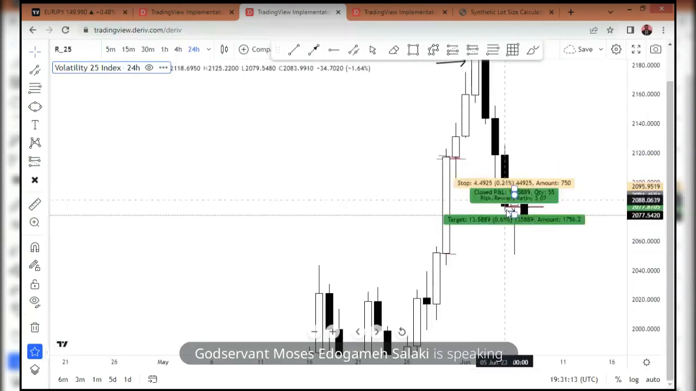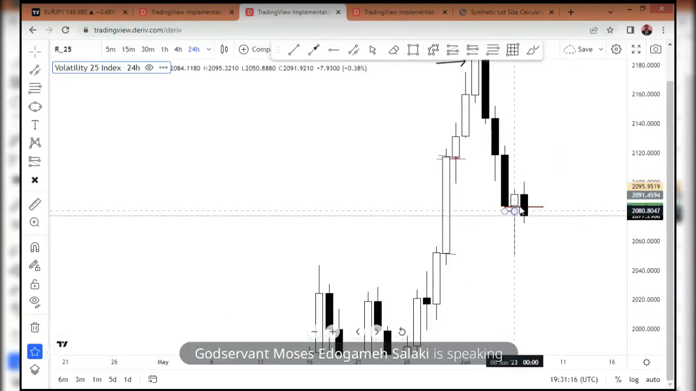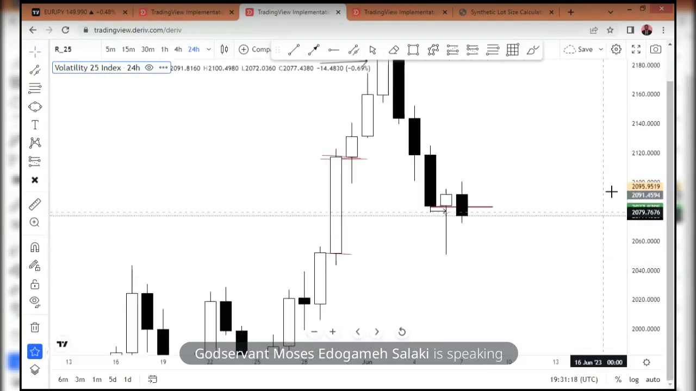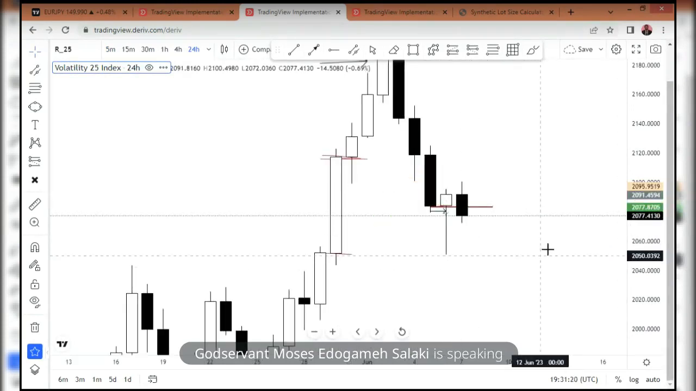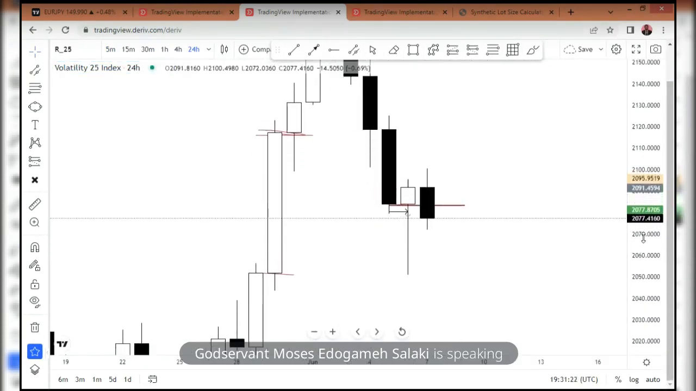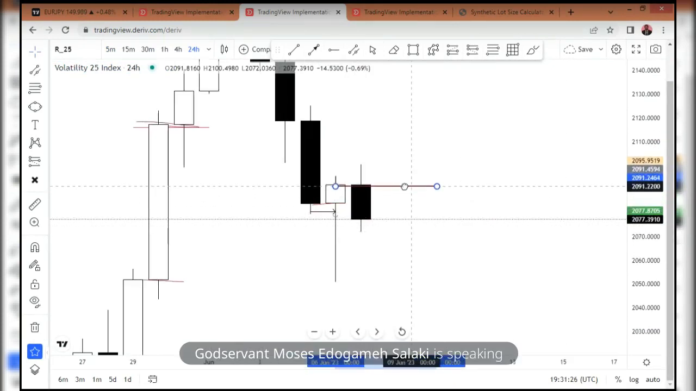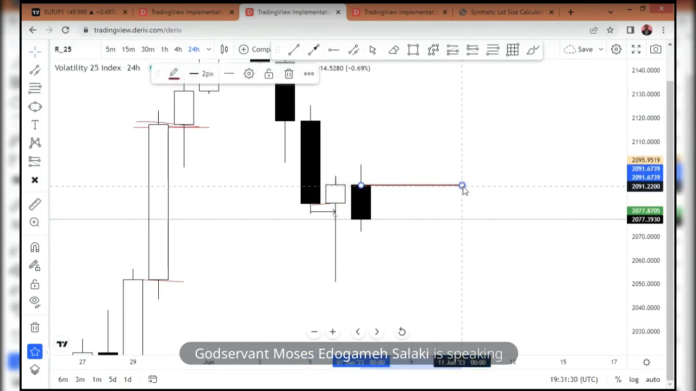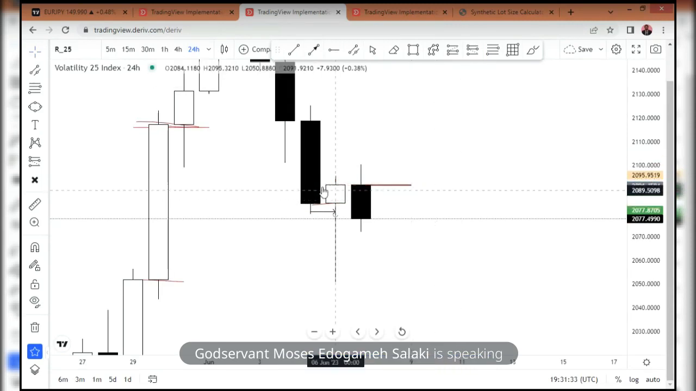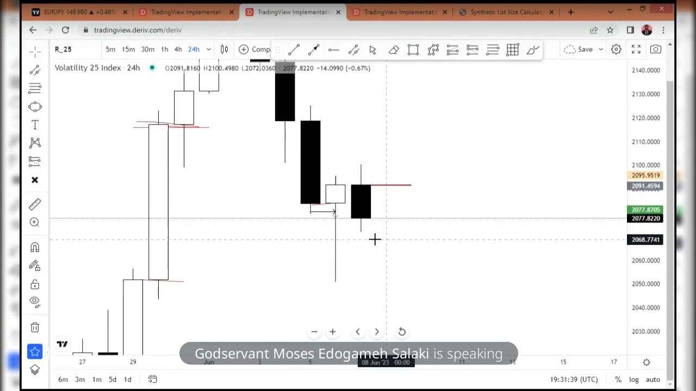So that's how you'd have gotten this entry. See, the entry is on the candle. Now this candle closed bullish, and we're looking at its closing price, which is what we are concerned about. So this is the closing price. Anything above this closing price, we're supposed to sell. But since this candle is bullish, anything below the closing price, we should be looking to buy.